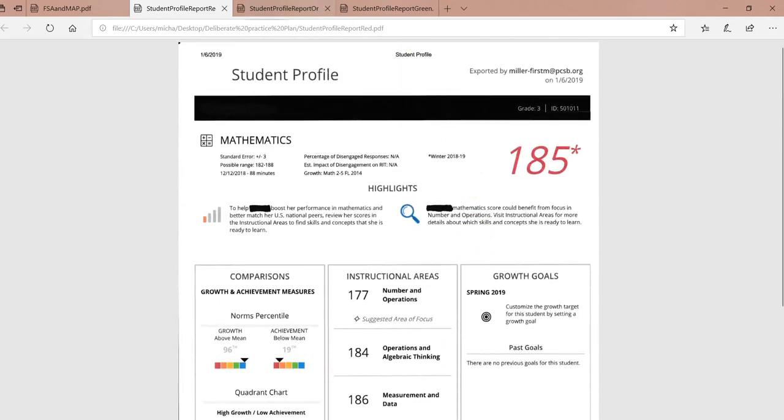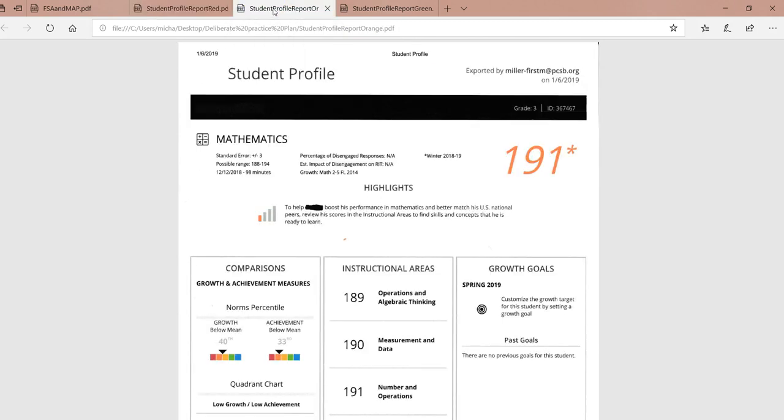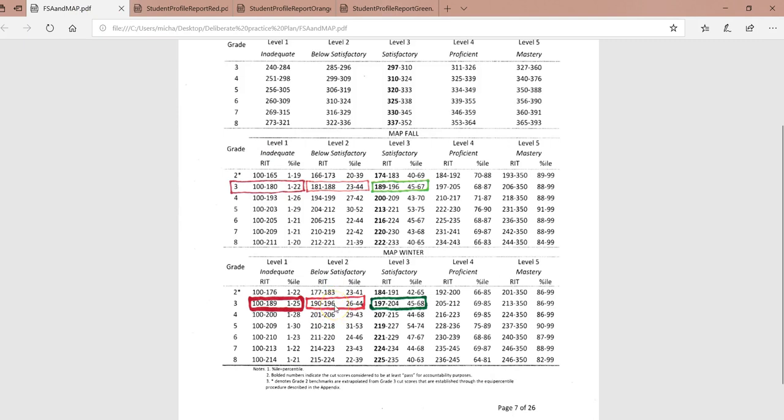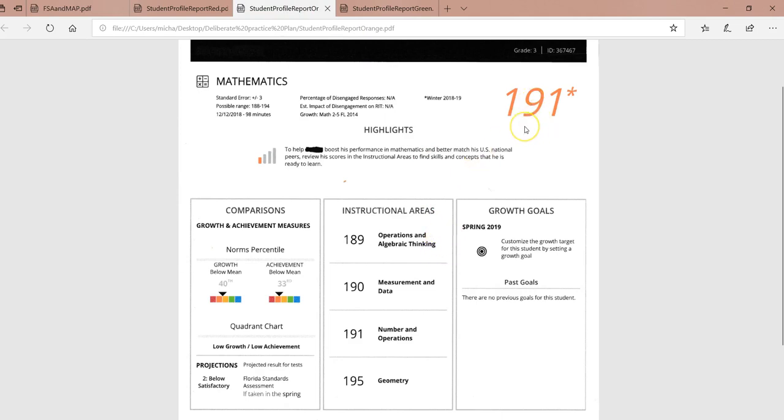Next, I'm going to take a look at another student. These are all third grade students that we are looking at. Again, this tells us the instructional areas in which we teach math. This student received a 191 as a RIT score. So this child fell in the range between 190 and 196, or between the 26th and 44th percentile. In the winter of 2018-2019, according to this, the student would, if taken in the spring, receive a 2 or a below satisfactory on the FSA.